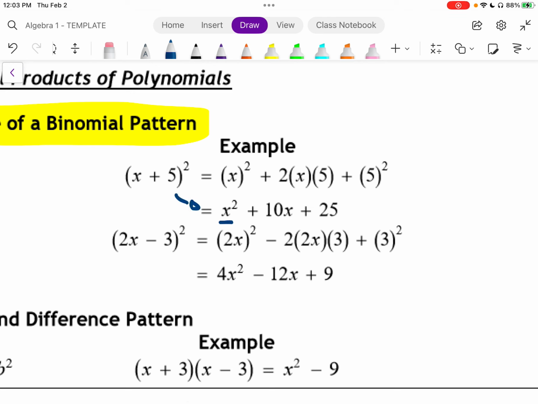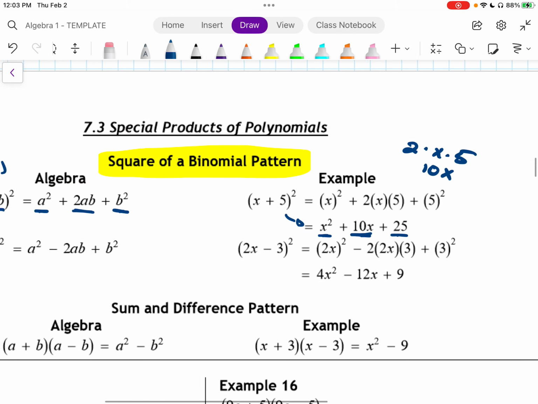What that means here is that if we had x plus 5 squared, we could jump to the end and say, well, the first term squared, that's x squared. The last term squared, that's 25. And then the middle is 2 times x times 5, which is 10x, which is what goes in the middle there. If that works well for you, that's awesome.